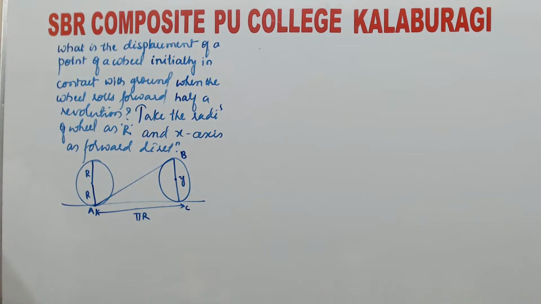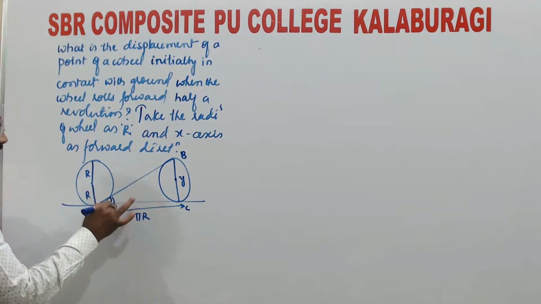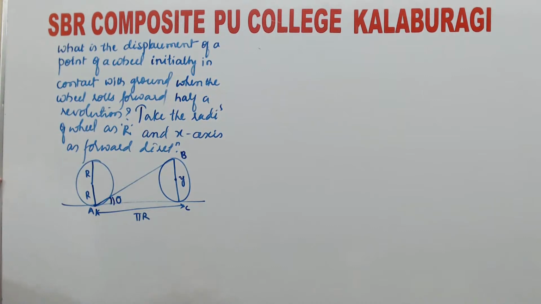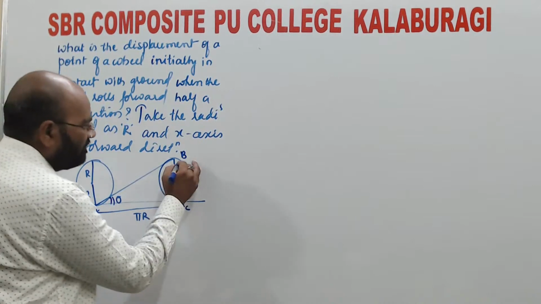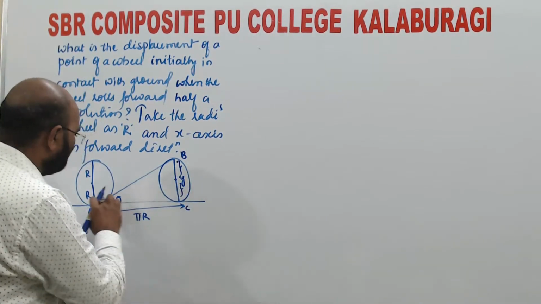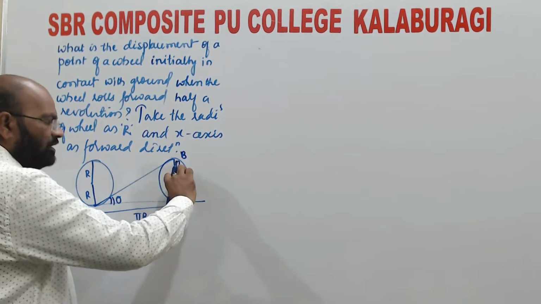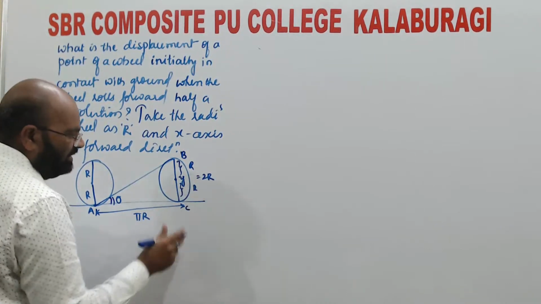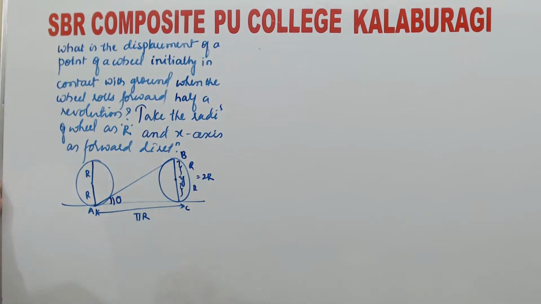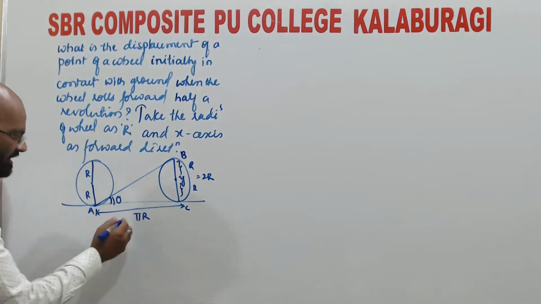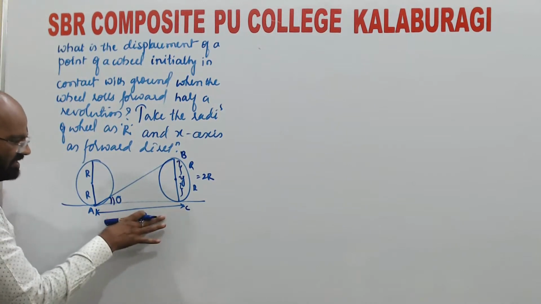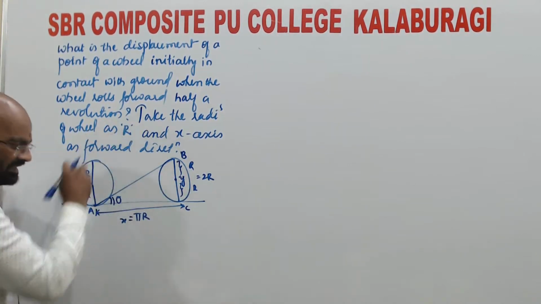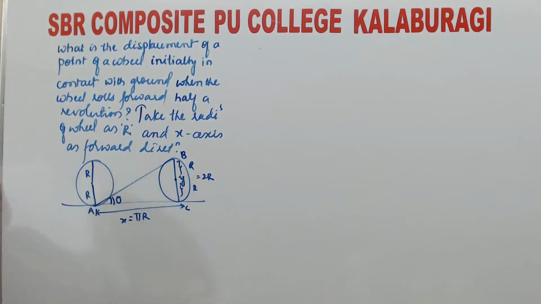And now the displacement will be taken along the x-axis, and this makes an angle theta. What is the displacement from here to here? We consider the radius as r and r, and the total is 2 times r. So the vertical displacement will be taken as 2 times r. Then the x displacement is pi r, because a complete circle means 2 pi r, and half of the circle means pi r.